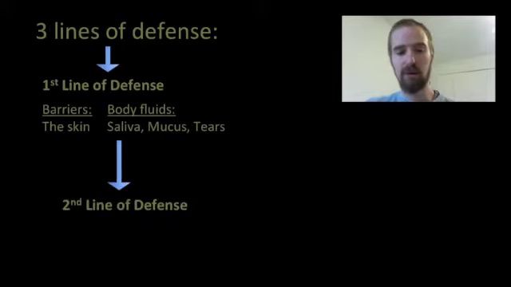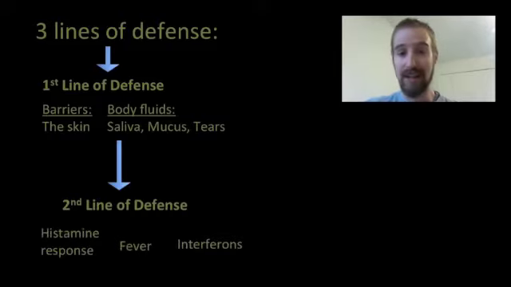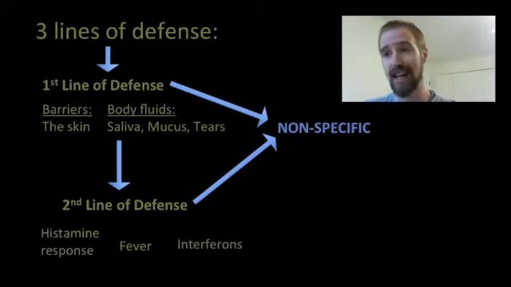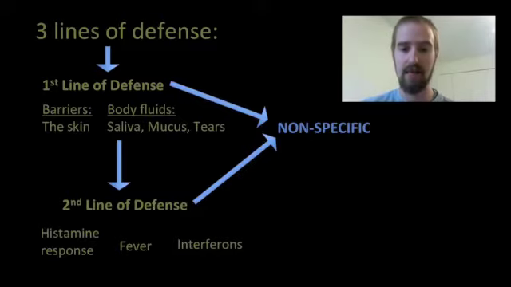Should something break through our first line of defenses, our body has a second line of defense that includes things like the histamine response, fevers, and these proteins called interferons. And so once these pathogens get through our first line of defense and into our body, it uses these three categories of defenses to try to eliminate the threat before it goes any further. And both our first and second line of defense are non-specific, meaning that they don't target any specific pathogens, they just try to keep us safe from as many things as they can.